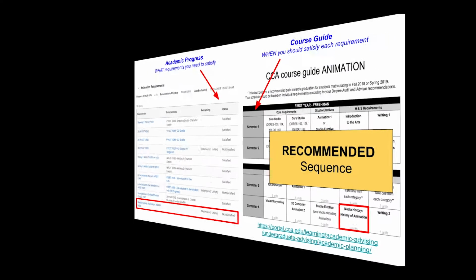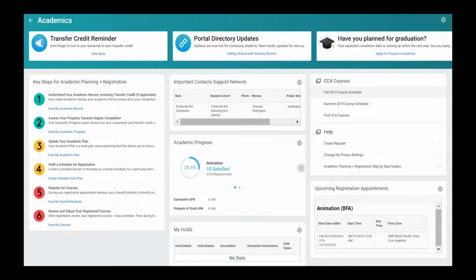Now let's go back to the academics dashboard. The last step we want to cover is step number 6. Here you'll be able to check your current registration. You can make schedule adjustments during add drop and priority reg.